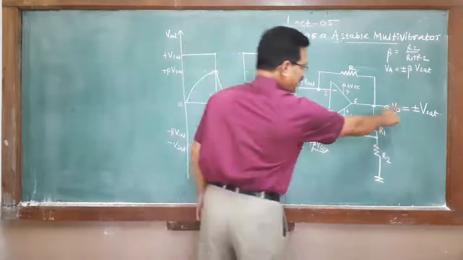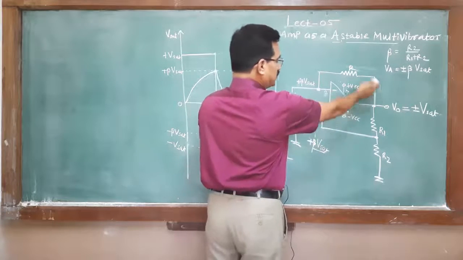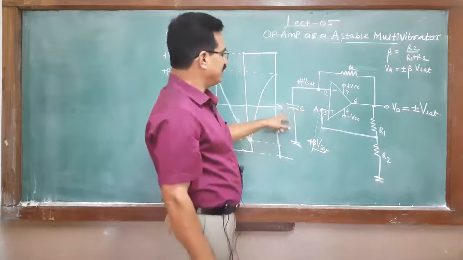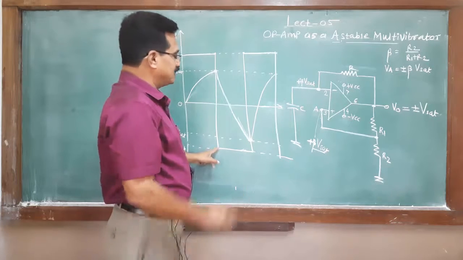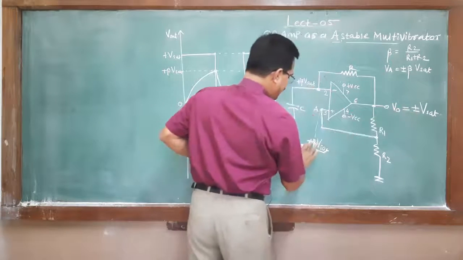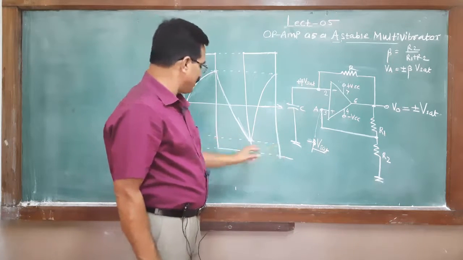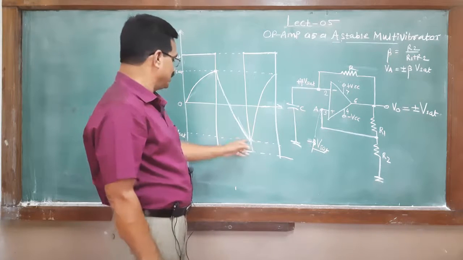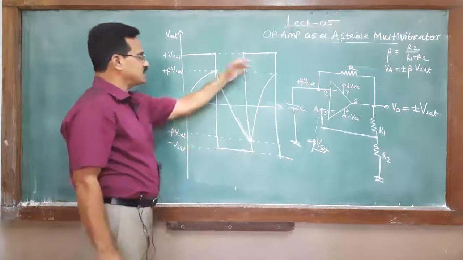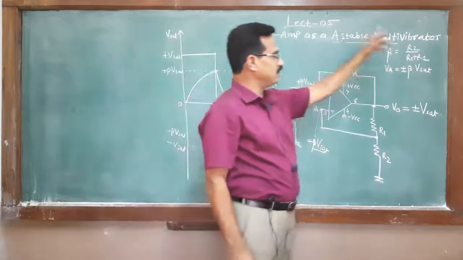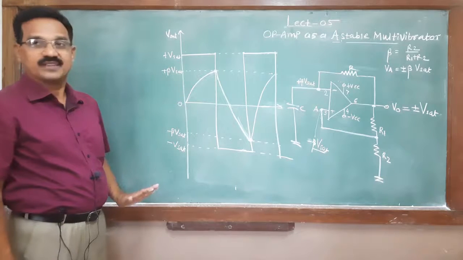Remember this. Initially the voltage is positive. At that time voltage here is positive, here is 0. Due to this positive voltage, the capacitor starts to charge, and when its voltage is equal to beta into V saturation, at that time it changes the state. State change means negative saturation. At that time here is minus beta into V saturation, and when the voltage across the capacitor reaches that level, again it changes the state, and this process is repeated a number of times and we get a square wave. And that's why the op-amp astable multivibrator is also called a square wave generator. In this way it generates a square wave.